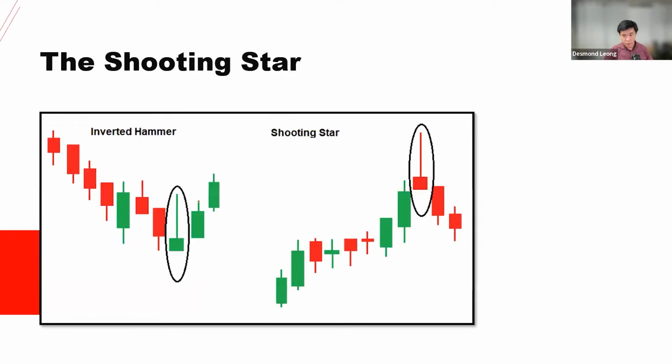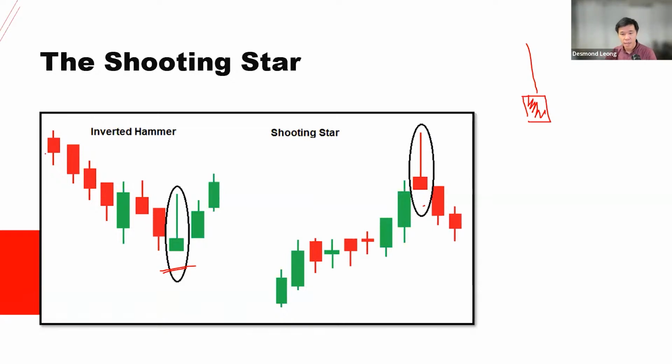Why? Because in this example, you notice a shooting star forms something like this, right? This is a shooting star. A shooting star can happen at the bottom or at the top. At the bottom, they call it an inverted hammer. And it kind of sucks, right? I don't really like it.